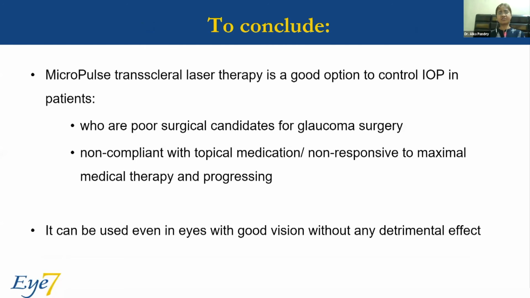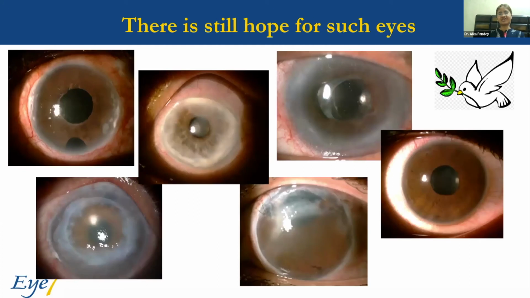So to conclude, MicroPulse transscleral laser therapy is a good option to control pressures in patients who are poor surgical candidates for glaucoma surgery, like our first case of trauma, or patients who are non-compliant with topical medications but are still progressing, like our second case. And the second case also highlights that this laser can be used in eyes with good vision without any detrimental effect. So at least we know there is still hope for such eyes.